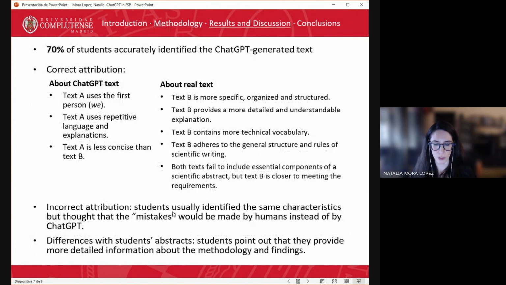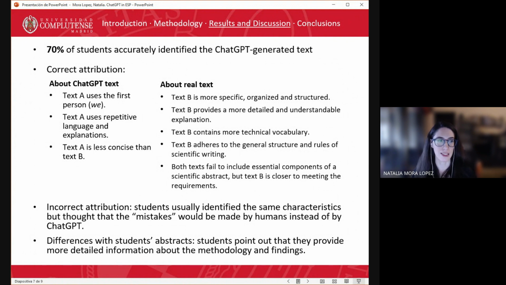So we presented the students these two texts, and we had that actually 70% of students identified correctly the text written by ChatGPT. So we were very surprised, because we didn't expect students to be able to do it like 50-50, but 70-30, that was like a surprise.